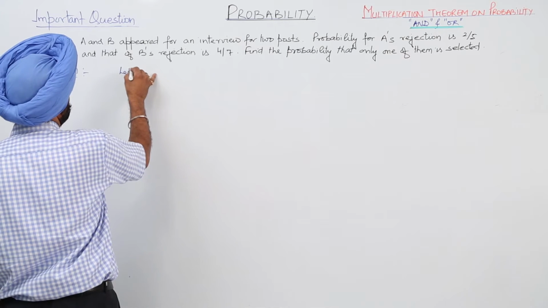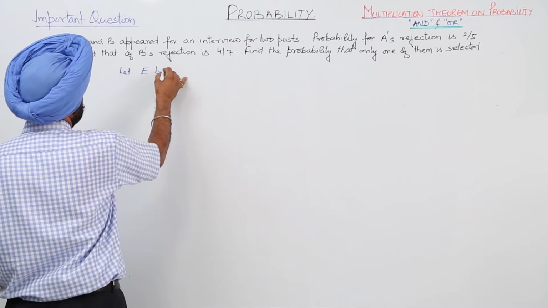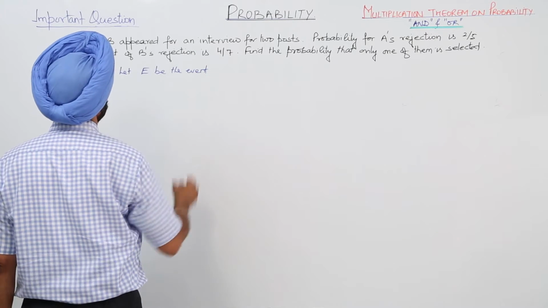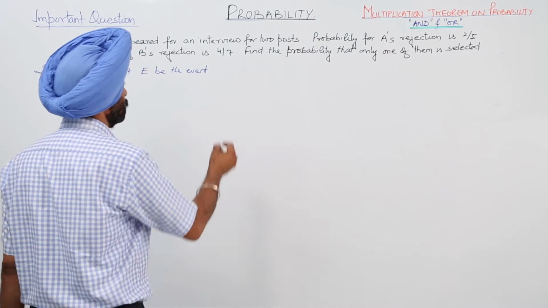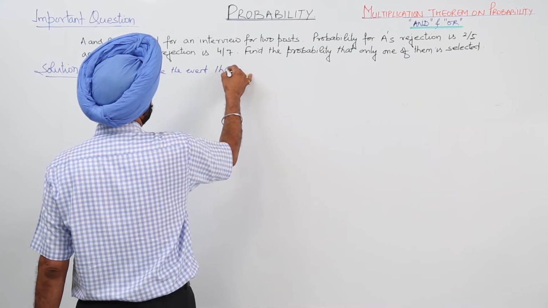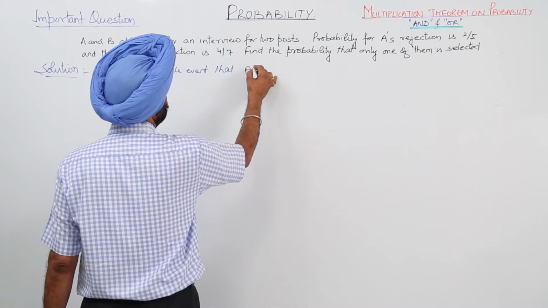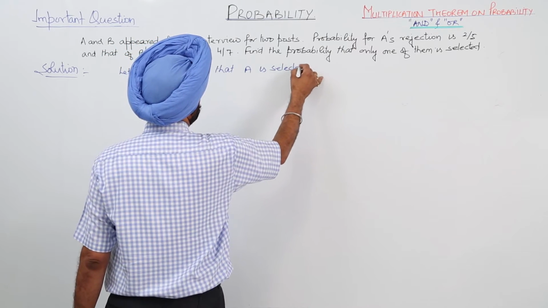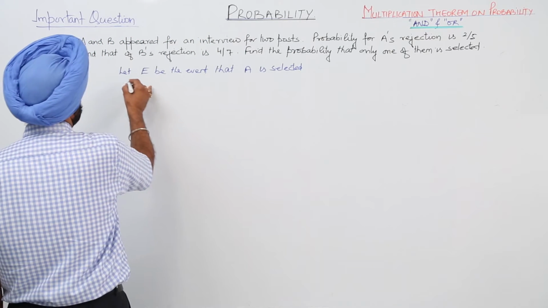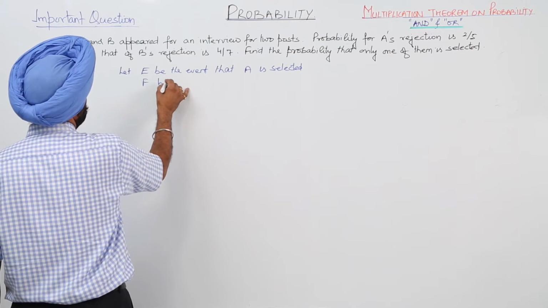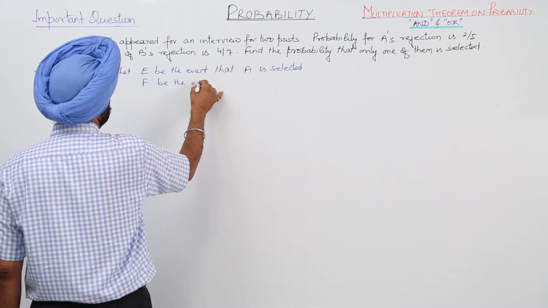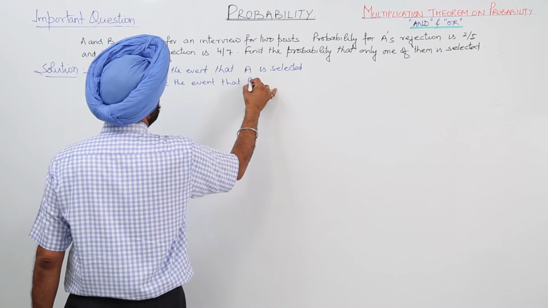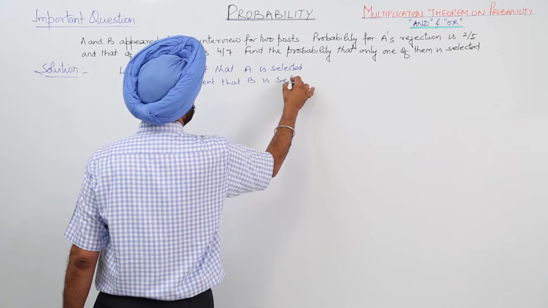Okay. So, now let E be the event that A is selected and F be the event that B is selected.